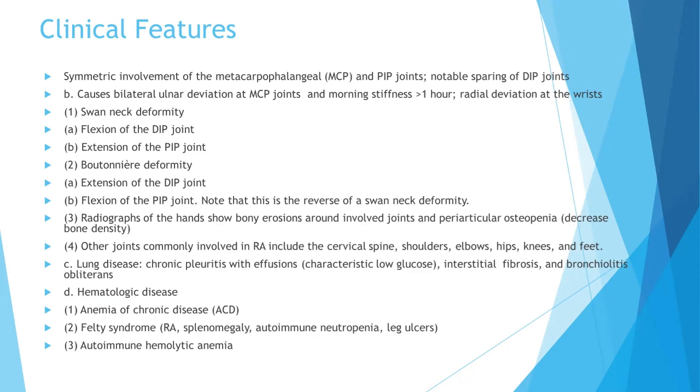There can be some lung disease like chronic pleuritis with effusions and interstitial fibrosis. Some hematological disease may occur, like the anemia of chronic disease. Felty syndrome and autoimmune hemolytic anemia may also be seen.